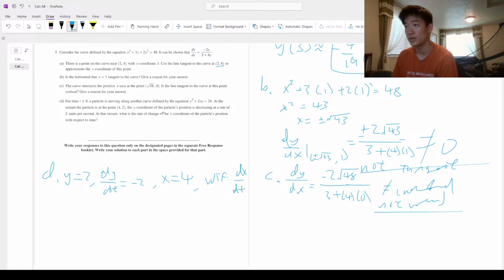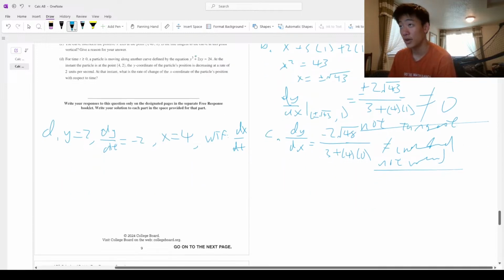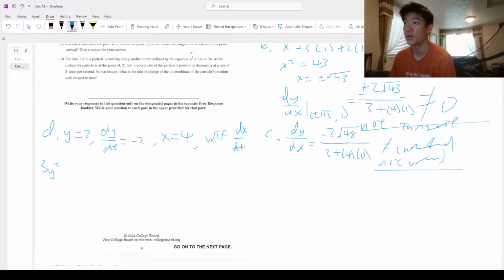So it asks us what's the rate of change of the x-coordinate position with respect to time. So that's the dt part. All right, so take the derivative of both sides. So 3y squared times the chain rule. So y depends on t. So this is multiplied by dy over dt. This is related rates.